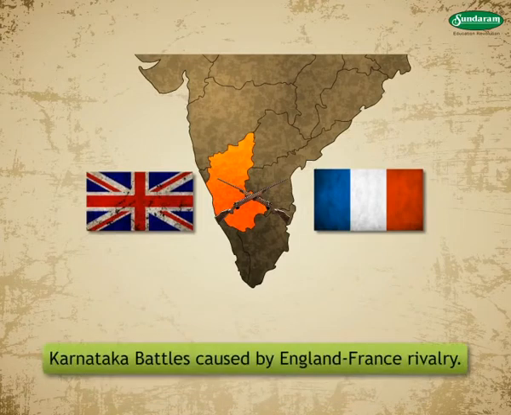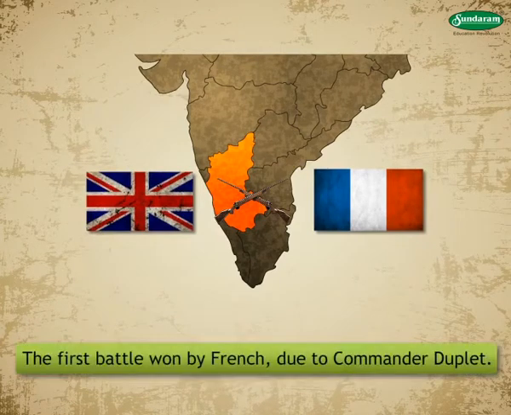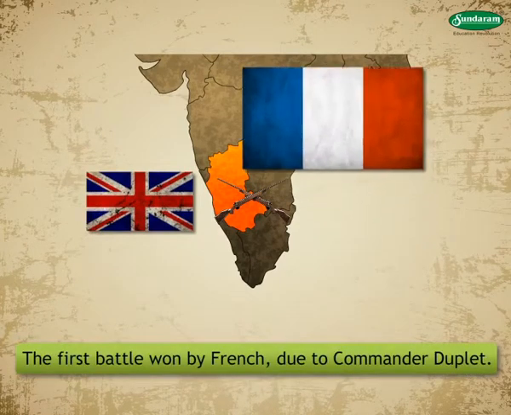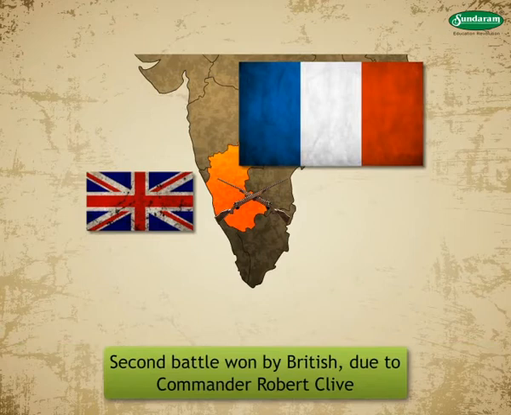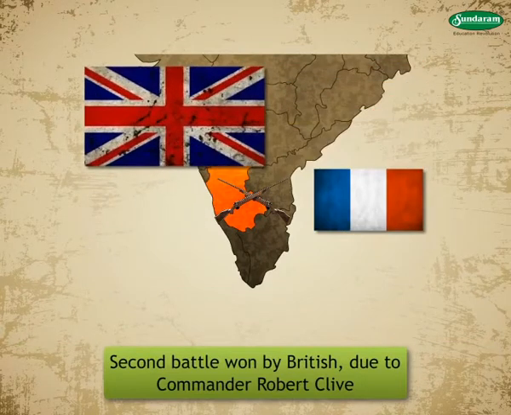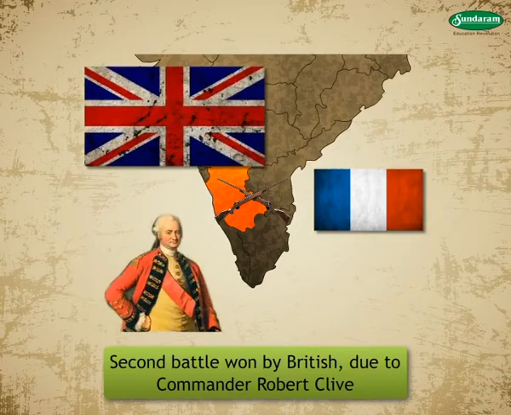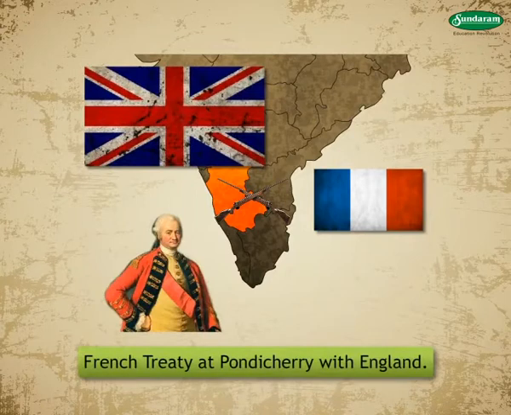All the first three battles fought in the Karnataka region were caused because of the rivalry between England and France. The first battle in this region was won by the French, due only to the bravery of their commander, Duplet, whereas the second battle was won by the British, as their commander Robert Clive showed greater war strategy than his French counterpart could do, and the French had to bring about a treaty at Pondicherry with England.